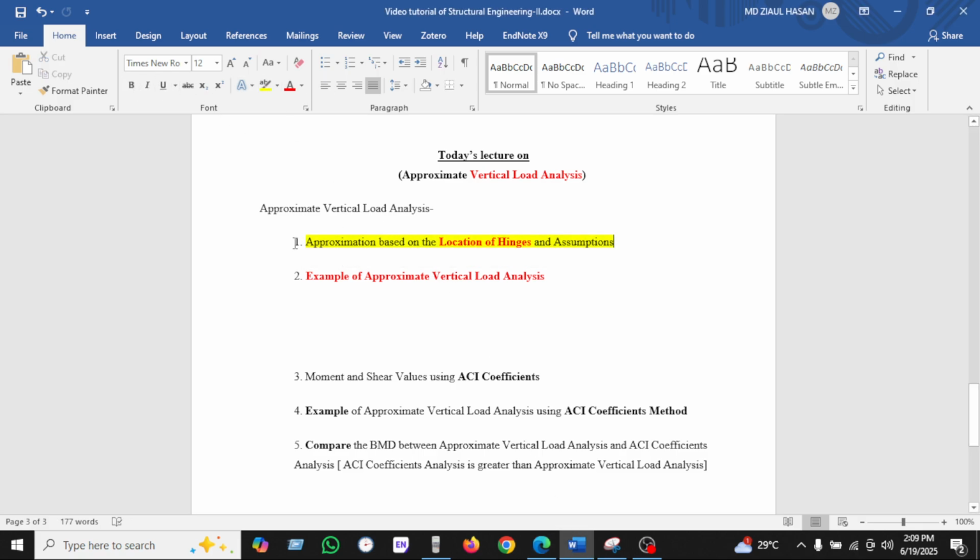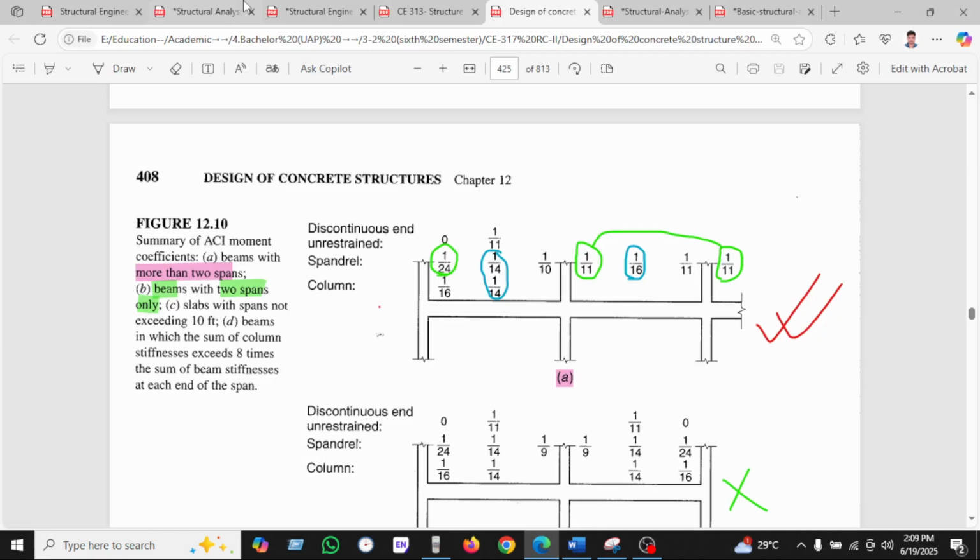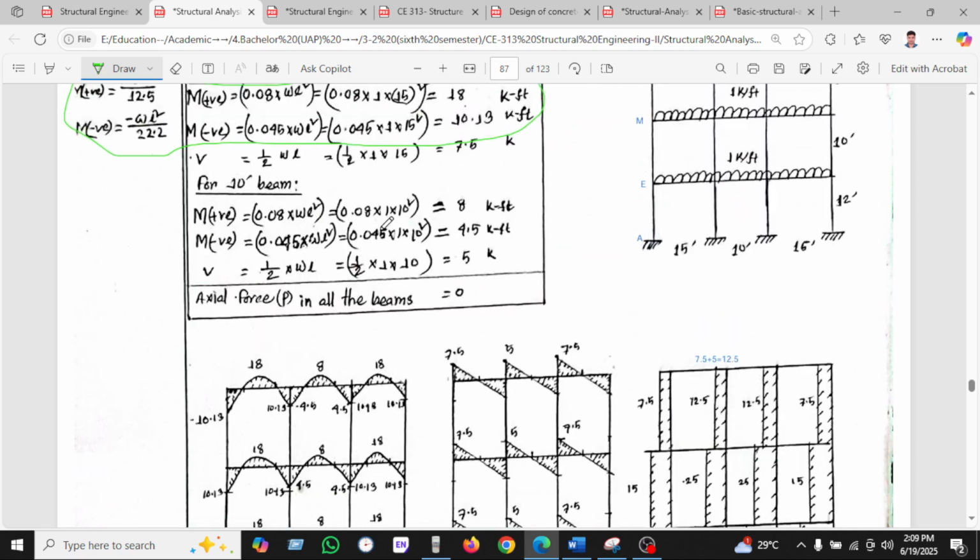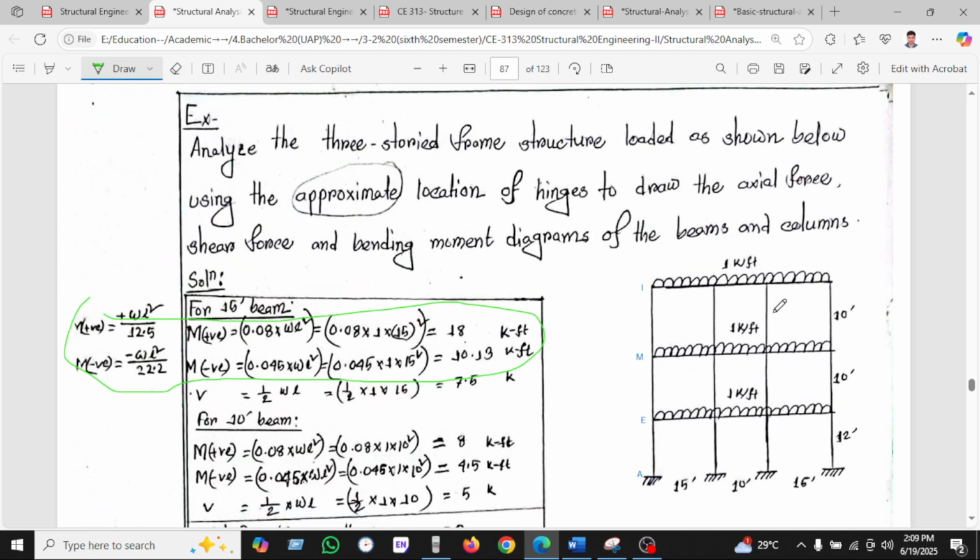We have been covering this approximate location of the hinge. Now we can see the example of approximate analysis of vertical load analysis. Okay, let's see. So this is the diagram we have been seeing. The UDL is given here, with spans of 10 feet, 15 feet, 10 feet, 15 feet, 10 feet, 10 feet, and 12 feet. Analyze the three-story frame structure shown below using the approximate location of hinge. Draw the axial force, shear force, and bending moment diagrams of the beams and columns.